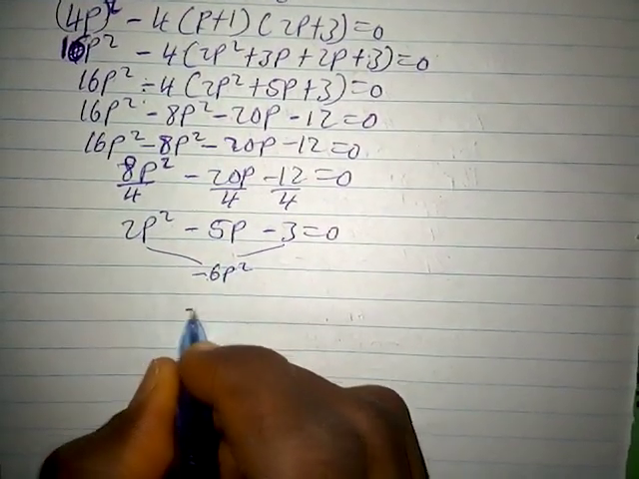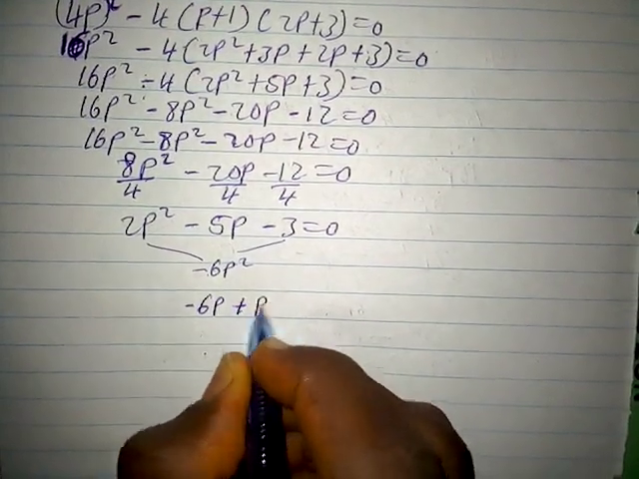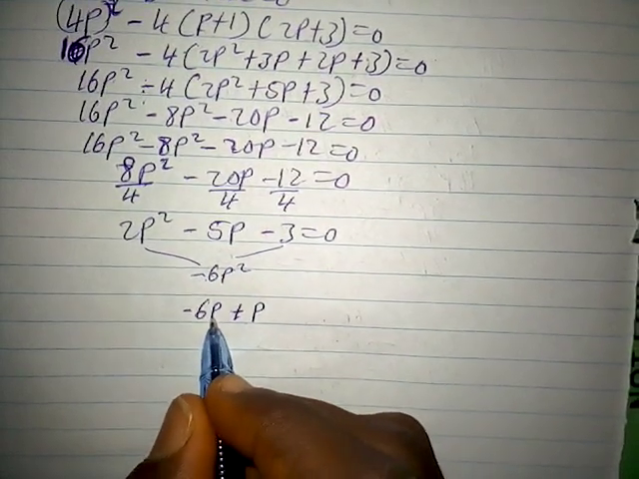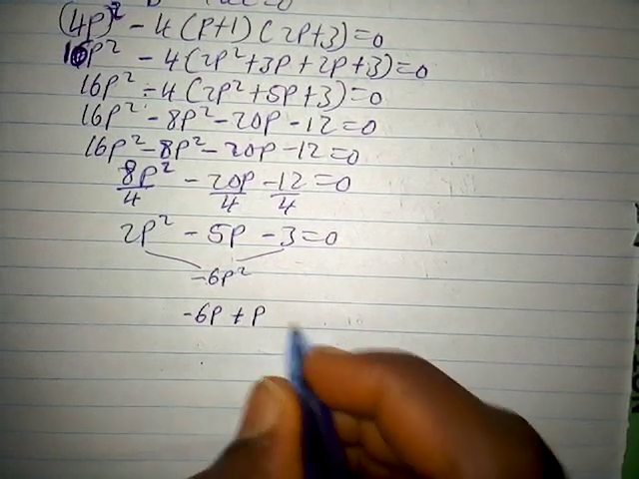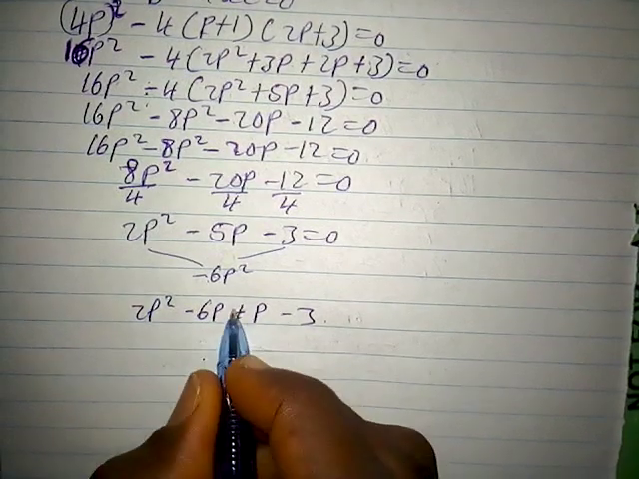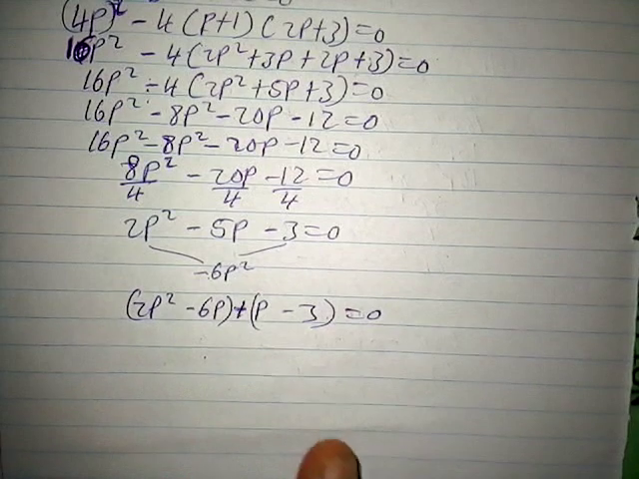So the two terms are minus 6p plus p. Minus 6p plus p is going to be minus 5p. Minus 6p times p is going to be minus 6p squared. The next step, we group them, equals to 0, right?